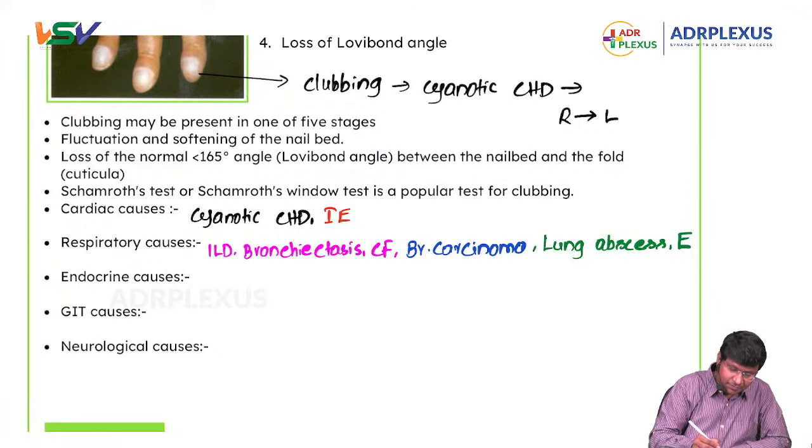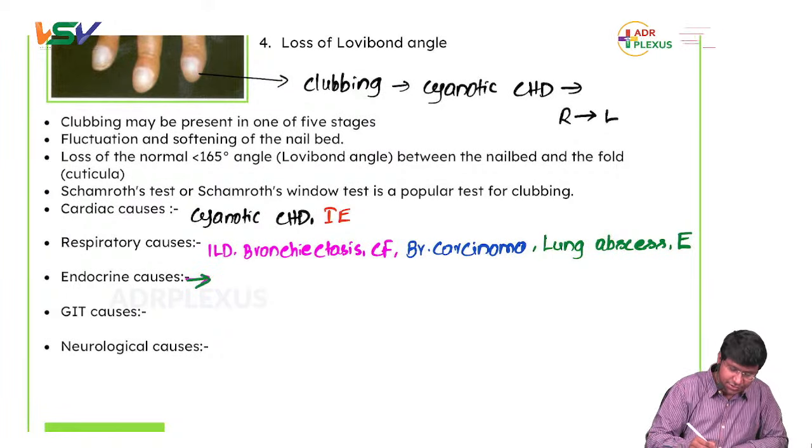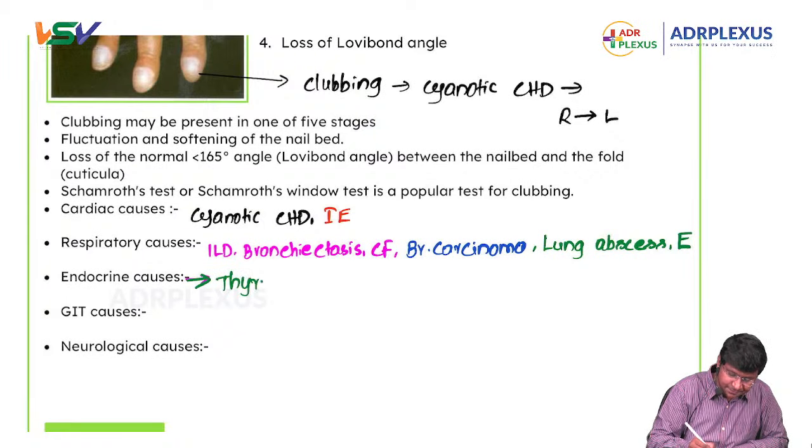Okay, tell me, what are the endocrine causes for clubbing? Anyone? Endocrine causes for clubbing. Very good Dinesh. That is thyroid acropathy, which is nothing but thyrotoxicosis. And what is another endocrine condition where you will have clubbing? The other endocrine condition where you will have clubbing is acromegaly.